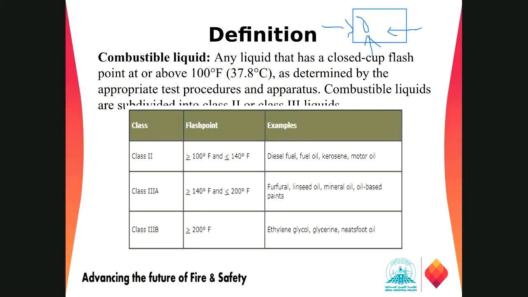So we have class 2, class 3A, and class 3B. Class 2 has a flash point between 100 degrees Fahrenheit and 140 degrees Fahrenheit. Now we are getting a higher flash point, right, which is diesel fuel, fuel oil, kerosene, and motor oil. Class 3A we have linseed oil, mineral oil, or oil-based paint, right? And class 3B, which is the last one, has a flash point of more than 200 degrees Fahrenheit, which is ethylene glycol, glycerine, and food oil, and so on. So this is the definition of the combustible liquid and the flammable liquid.